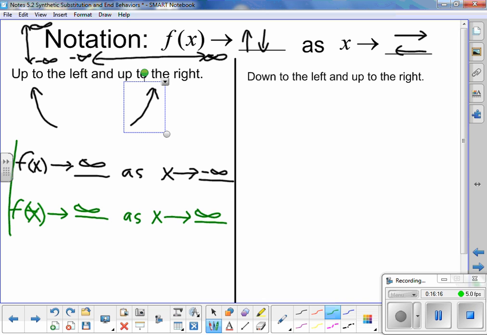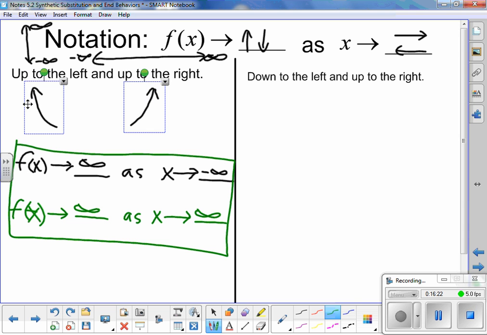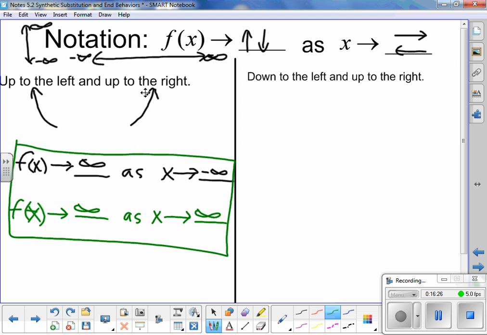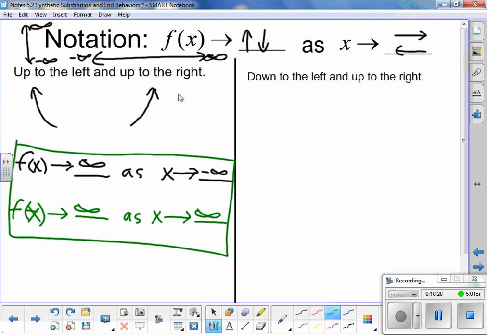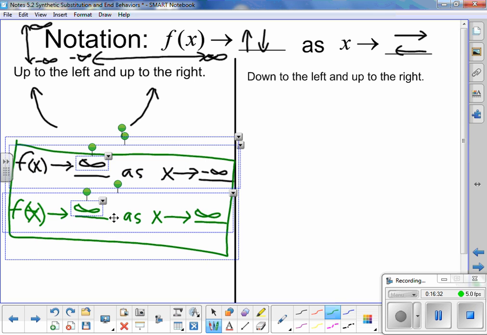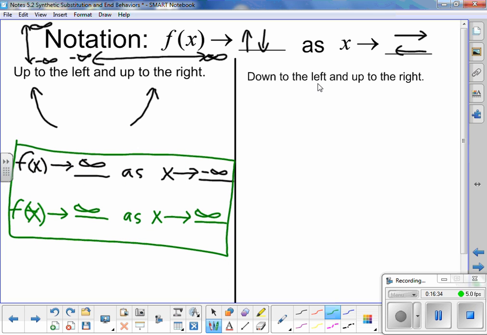This is how you can describe end behaviors. You could also describe end behaviors just using arrows like this on the very ends. I want you guys to know how to do both. So an arrow representation and a function representation of it, okay? Now down to the left and up to the right. So the left-hand side is going down, and the right-hand side is going up. So that's the arrow representation.